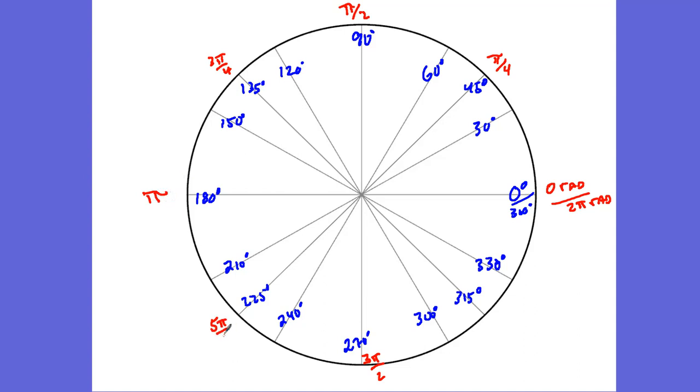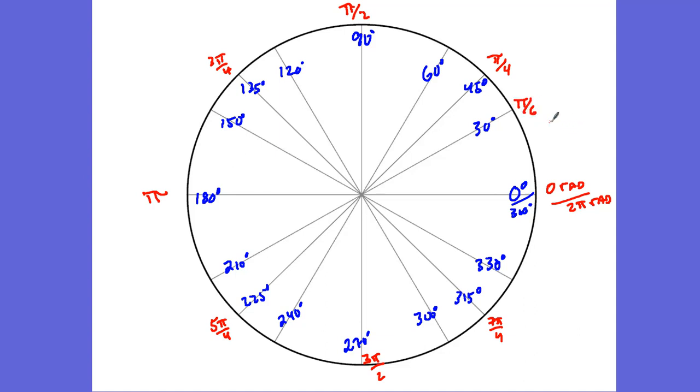5/4 pi, 6/4 pi, that's 3/2. 7/4 pi, back to 8/4 pi, that's 2 pi. So at the 45 degrees, the 135, the 225, and the 315, these are in what we call quarter pi's. Okay. So here, right here, we have 1/6 of a pi.